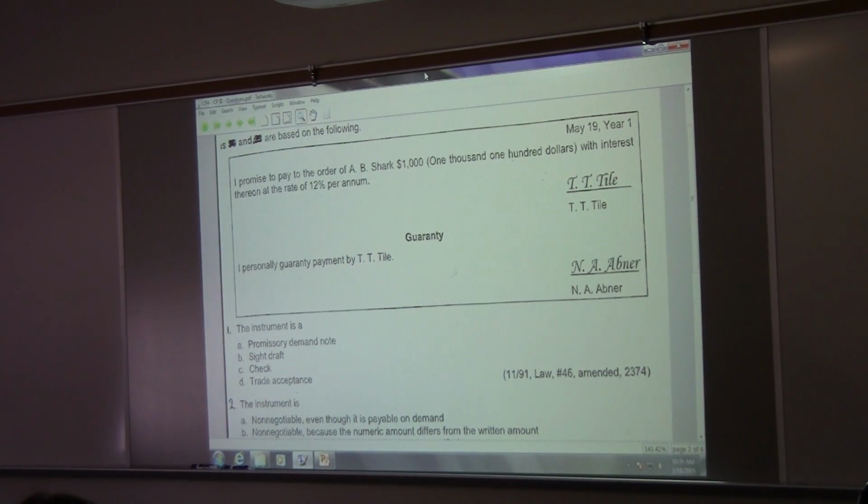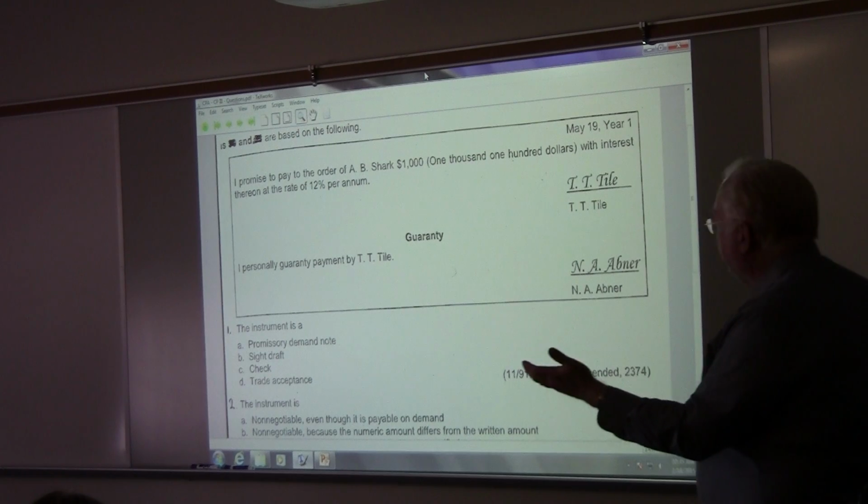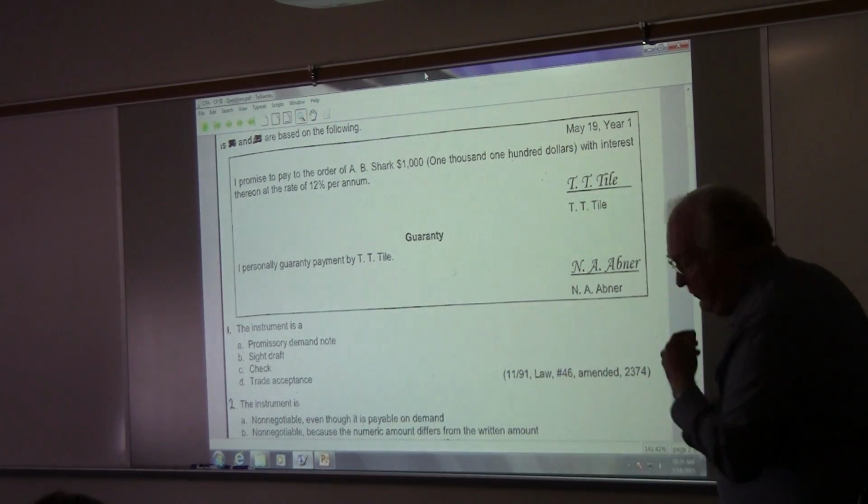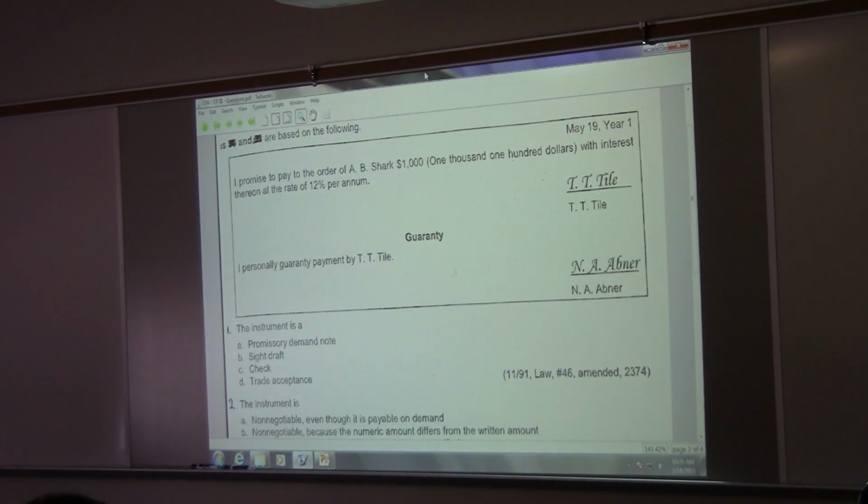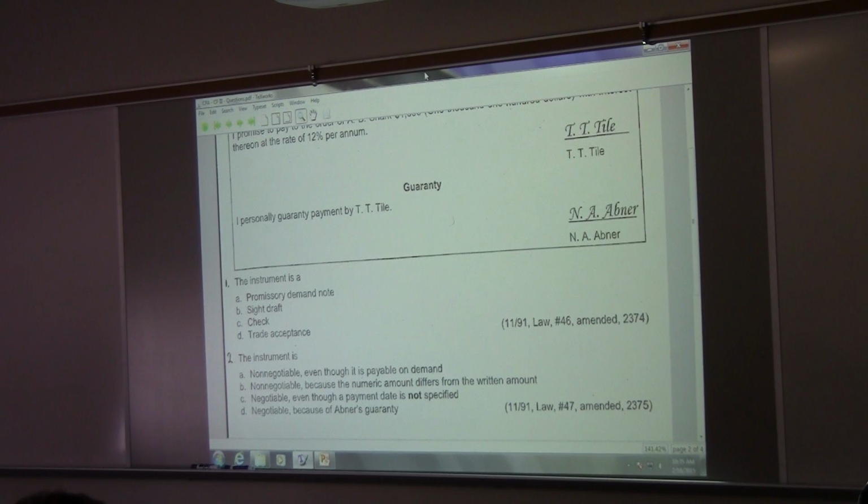C, negotiable even though a payment date is not specified. Well, Bijou, if it is not specified, that makes it a demand note. And Matthew said it could be either a fixed date or on demand. And negotiable because, well, Sydney, does a guarantee matter? Therefore, the answer to question number 2, Bijou, is C. Sydney, you agree.